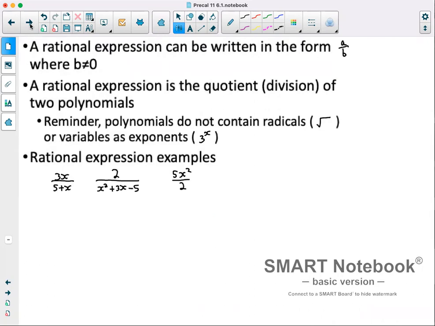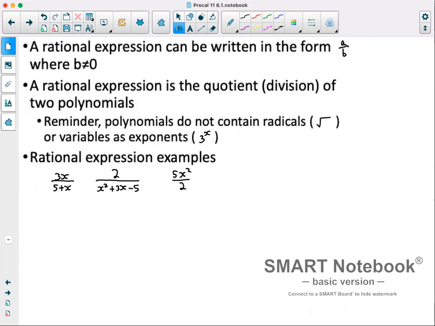Now, a rational expression can be written in the form a over b, where we have a restriction: b cannot equal 0 because we cannot divide by 0. A rational expression is the quotient, which is a division, of two polynomials. Just a reminder that polynomials do not contain radicals, so no square roots, cube roots, fourth roots, or variables as exponents. So we don't have, for example, 3 to the power of x.